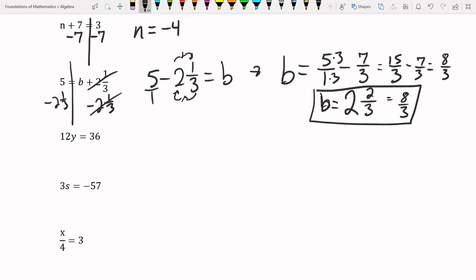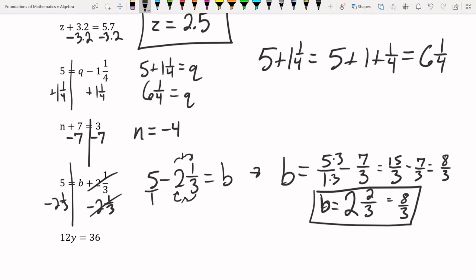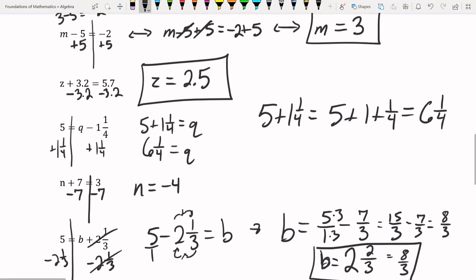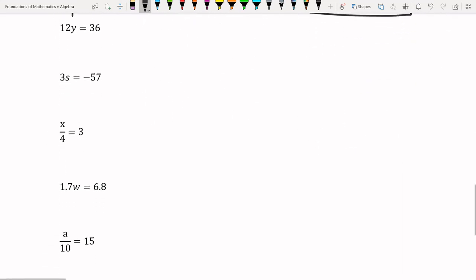So that's the solution. Okay, so that was addition and subtraction. You see, all we did here was really just add a number to the other side or subtract it to the other number to the other side. This next section, we're going to multiply and divide.